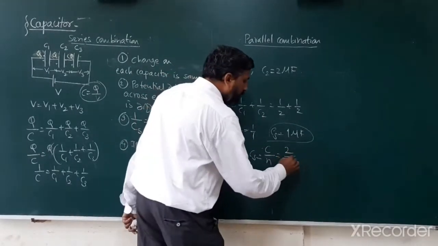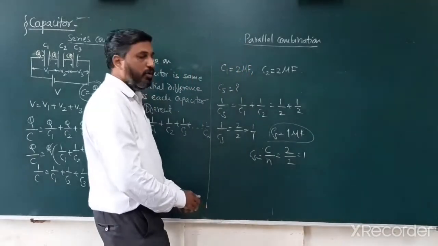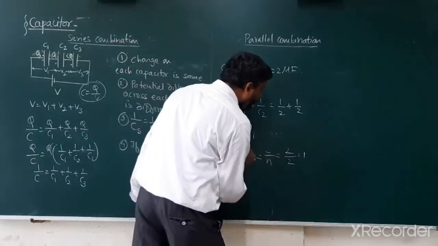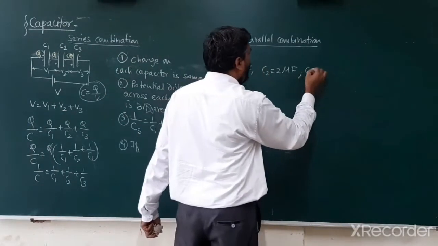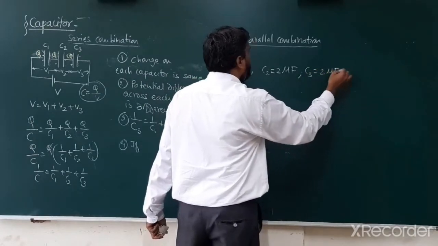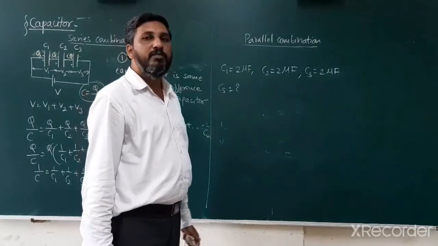And how many capacitors are there? 2. So the formula becomes 2 by 2 equals 1. Just take one more example. If 3 capacitors are there, let all be identical. Its capacity is also 2 microfarad. Then my answer is very simple. The answer becomes 2 by 3.